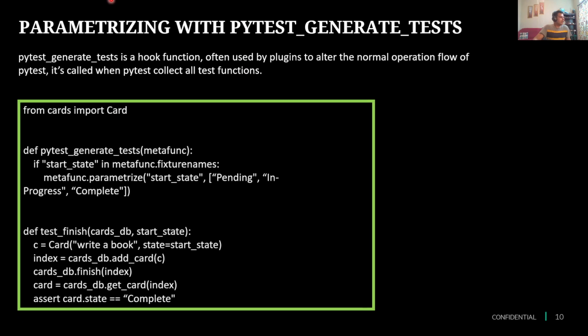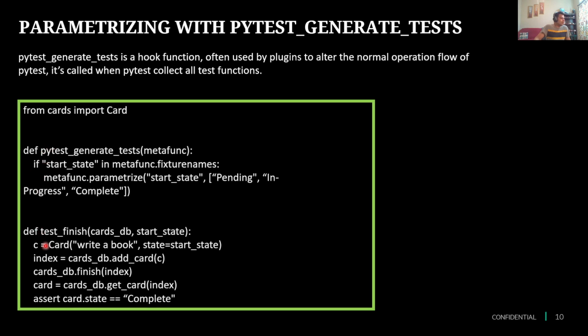Now let's change gear and talk about one of the very powerful hooks, pytest_generate_tests. As I mentioned, it is a hook, and a hook is always used to alter the pytest normal execution flow. It has various uses, but we will be using pytest_generate_tests to generate tests as per different parameters.